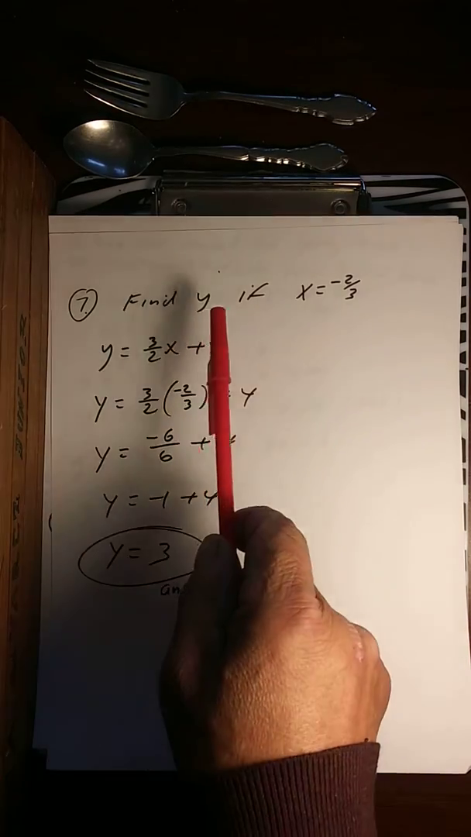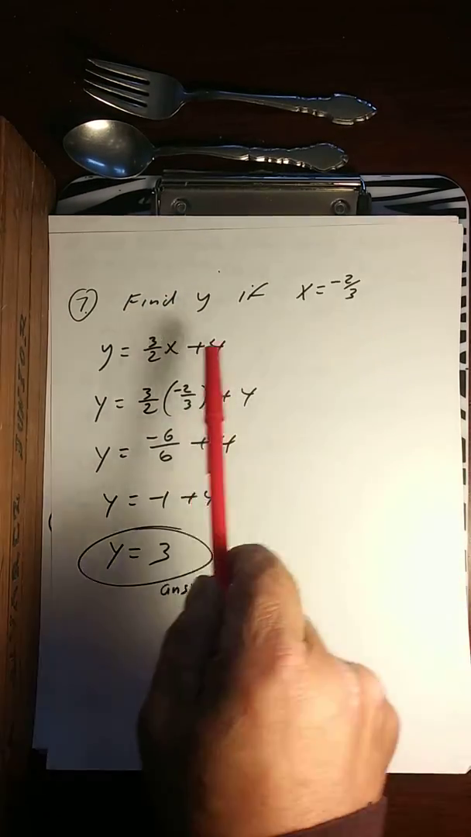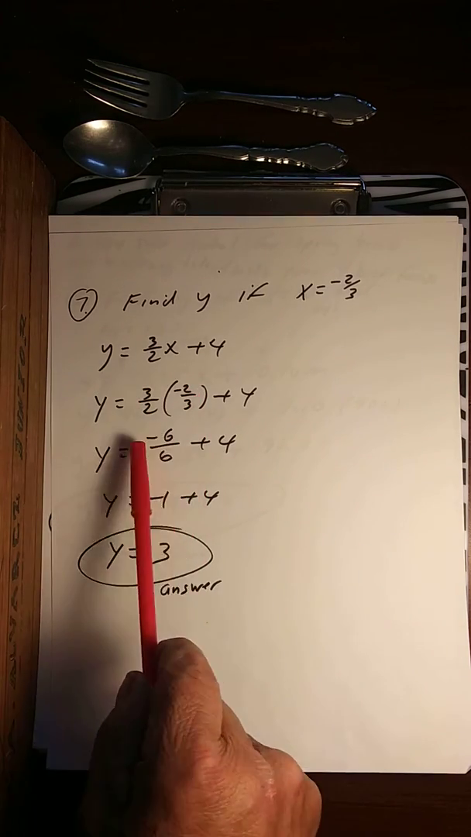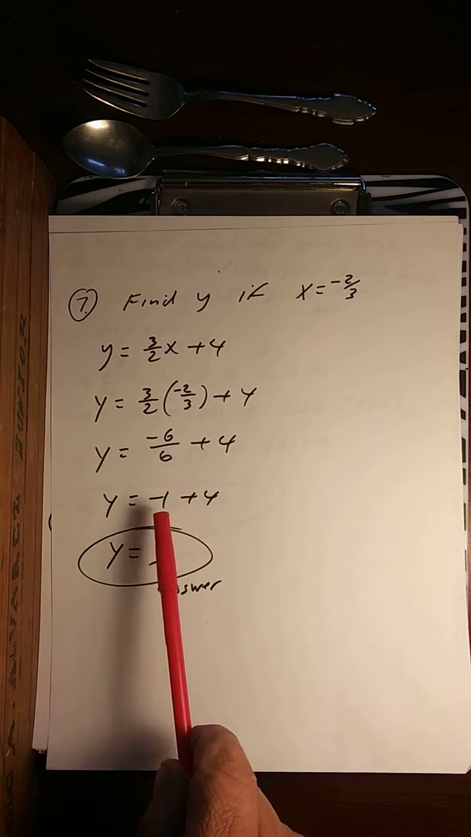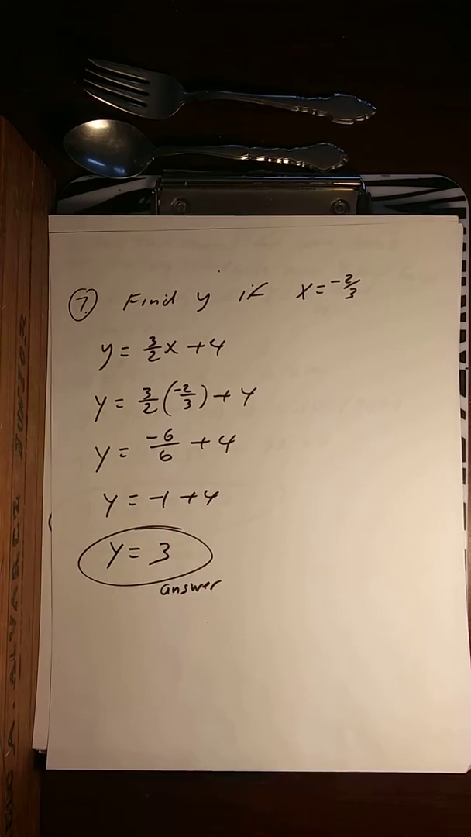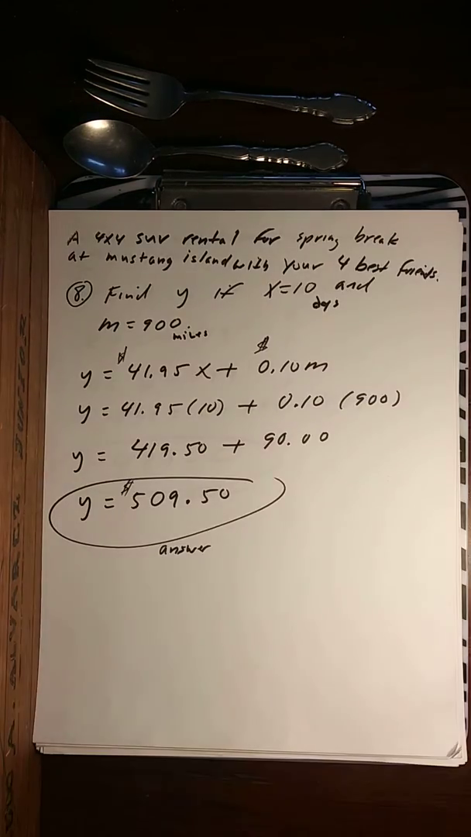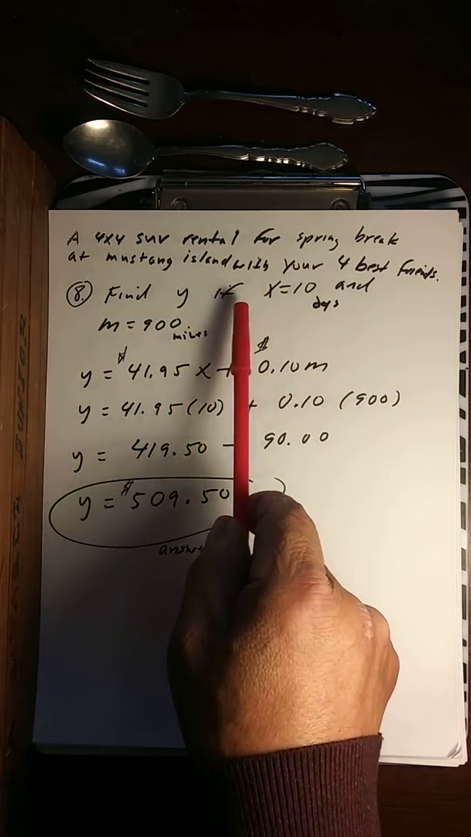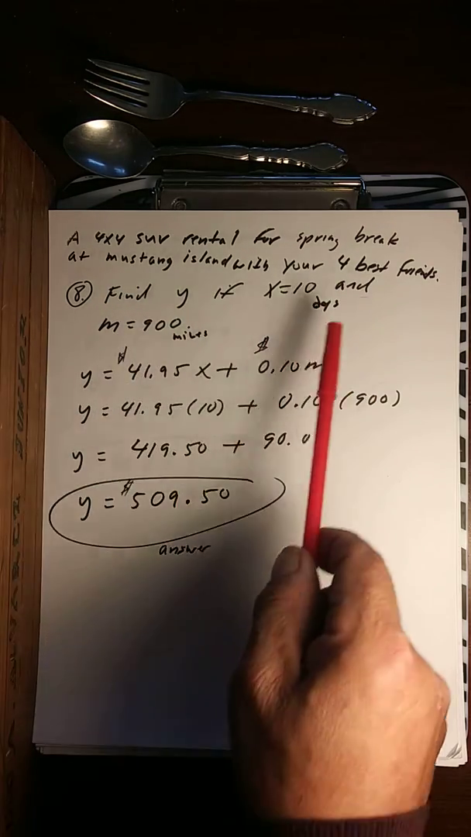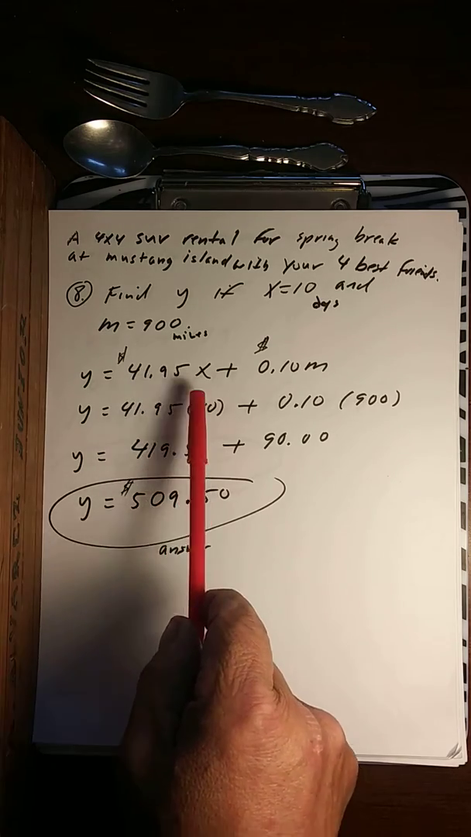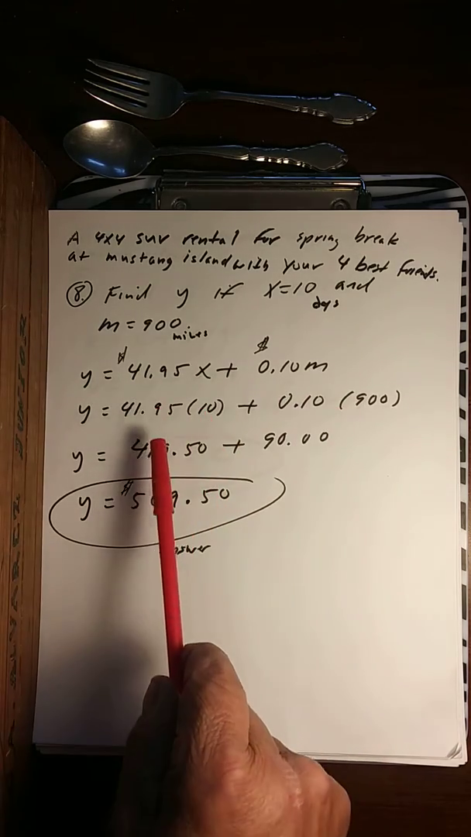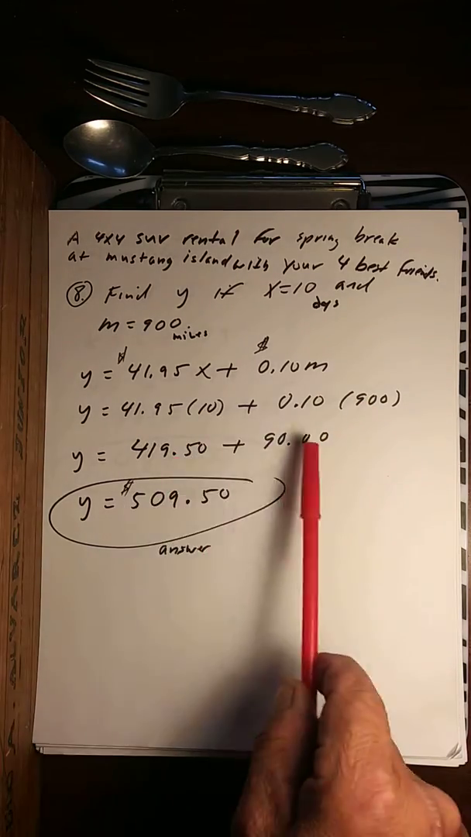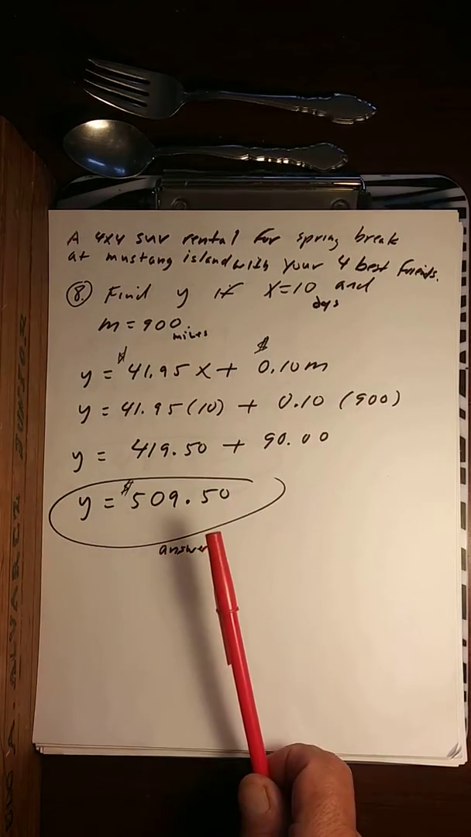Find y if x is this number here. Put this number here. 3 over 2 times negative 2 over 3. Multiply straight across. This would be negative 6 over 6. That's going to be negative 1. Negative 1 plus 4 is a 3. Okay. Find y if x is 10 and m is 900. In the formula, put these numbers in. 10, 900. That turns out it's going to be 419.50. And that's going to be 90.0. Add them together, you're going to get 509.50.